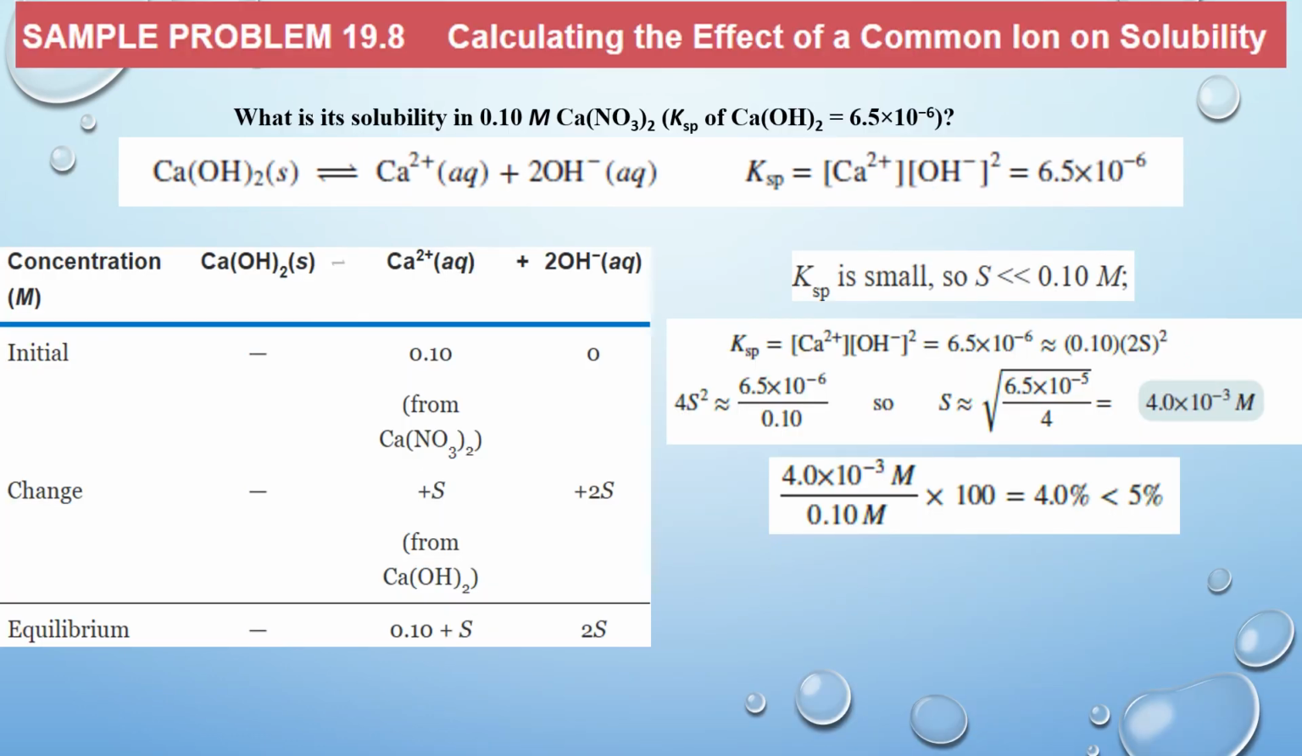Now let's look at an example problem on the effect of a common ion on the solubility of calcium hydroxide. Earlier, when we looked at this equation, we only had calcium hydroxide dissolving in water. But in this problem, instead of dissolving in water, we dissolve it in a solution that contains 0.1 molar calcium nitrate. Because nitrate salts are all soluble, calcium nitrate is soluble. So that means the solution already contains 0.1 molar of this calcium cation.